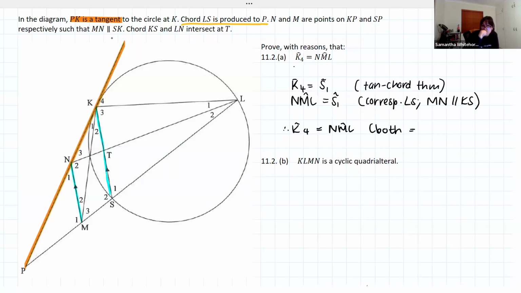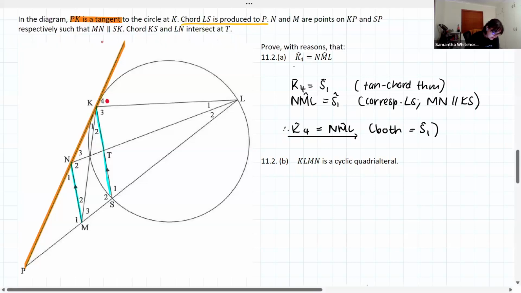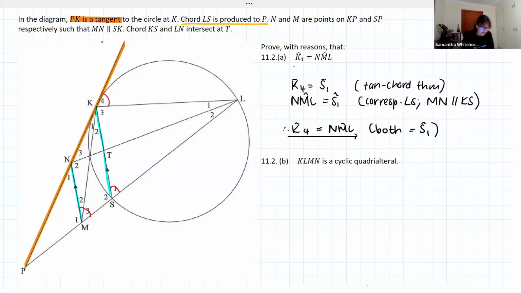Now, you're more than welcome to make that statement that they're both equal to S1. That is the reason why they are equal. And so now we know K4, S1, and that whole angle there, NML, those are all equal to each other. So all the red dots, those angles are equal to each other. Let's actually do curvy lines because it's multiple angles. Now, the reason I'm putting that in on my diagram is that it might be useful for me later on. Remember, everything we do has a reason.